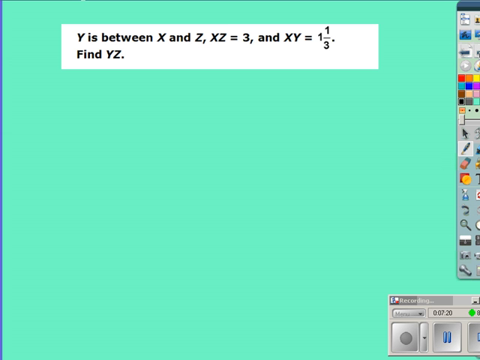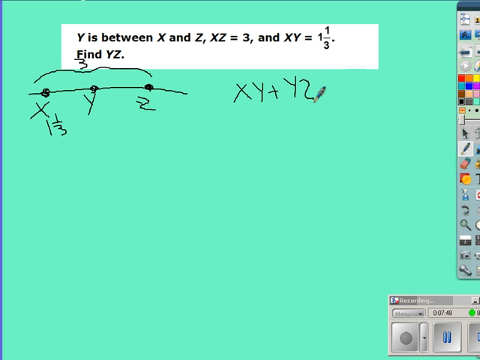Again, I'm going to draw a picture because I like pictures. It helps me organize what I'm thinking of. I know that Y is between X and Z. I know that XZ, the whole way across, is 3. Now I know that XY is 1 and 1/3. So I'm going to set up my formula. XY plus YZ equals XZ.